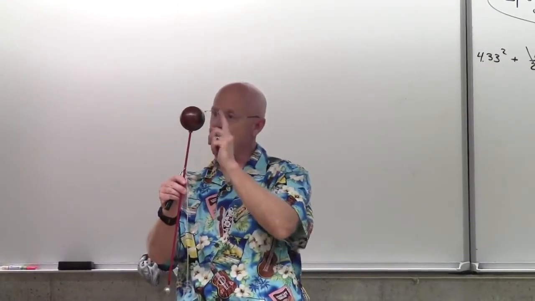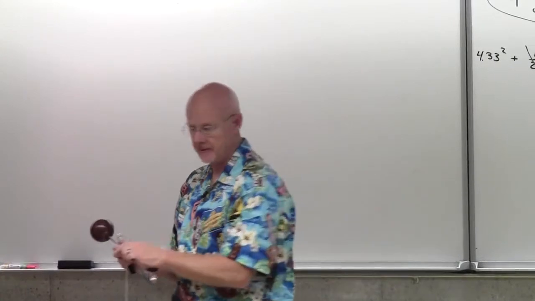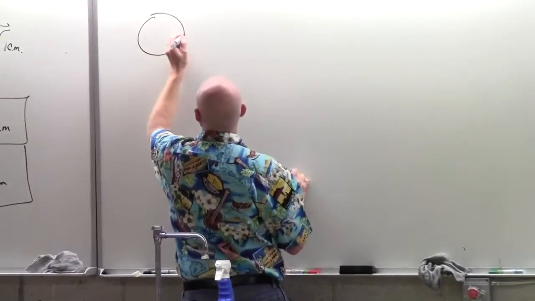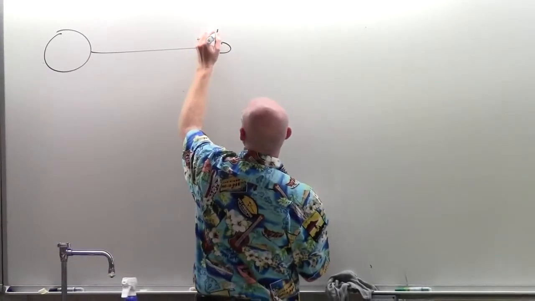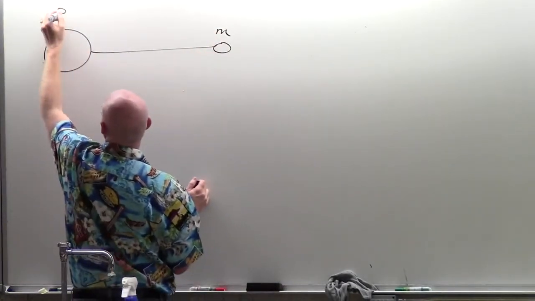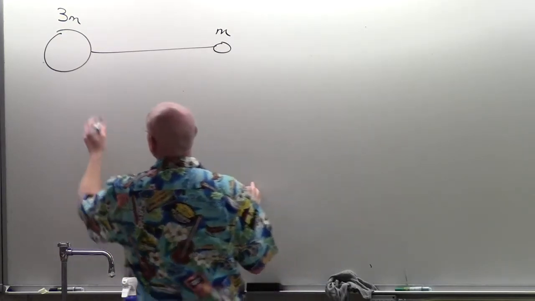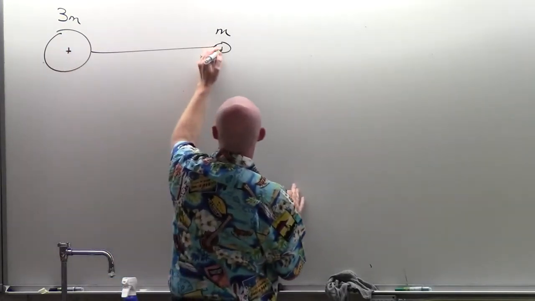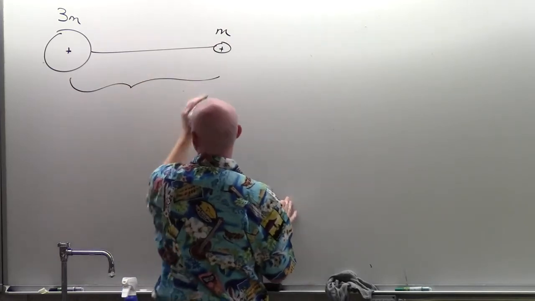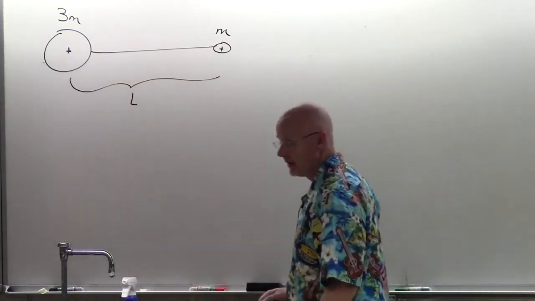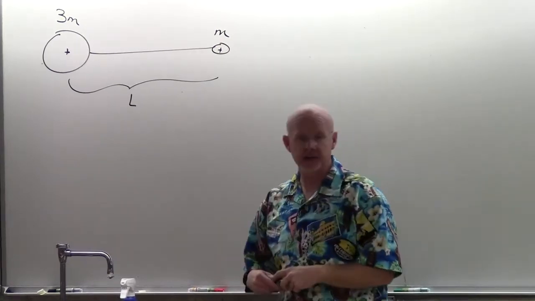All right, so let's run through this. This one happens to be 3 times heavier than that one. So if I were to draw this up here, I might label this as a little m, and this as 3 little m. If I were to say that they are separated by a distance of L, then I can say, where is the center of mass?